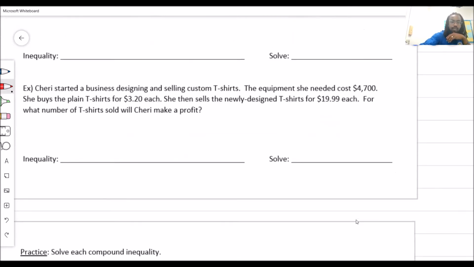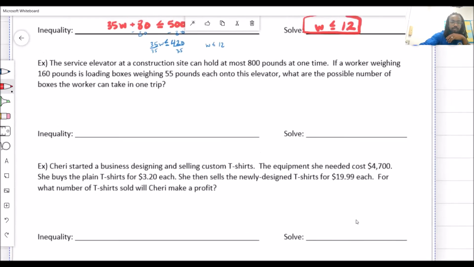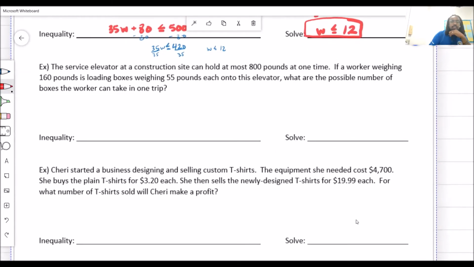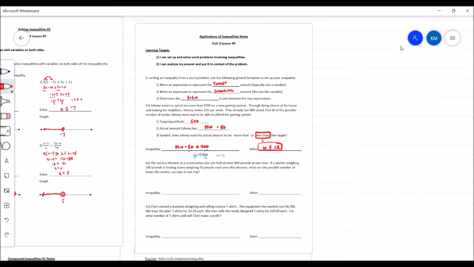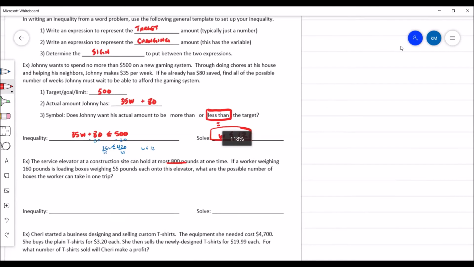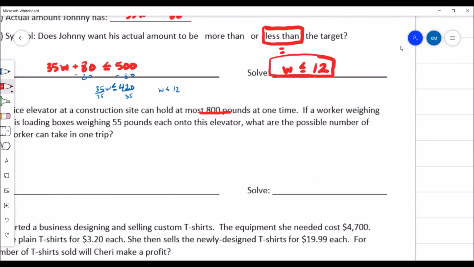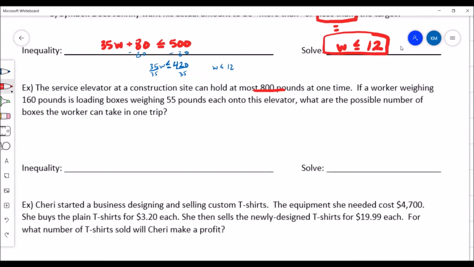Okay, next example. The service elevator at a construction site can hold at most 800 pounds at one time. If a worker weighing 160 pounds is loading boxes weighing 55 pounds each onto his elevator, what are some of the possible number of boxes the worker can take in one trip? So here we go. Here's our limit, 800 pounds.